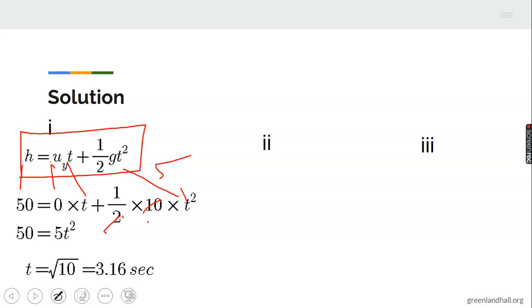Now, making T square the subject with the formula, we have T equals the square root of 10. That is, T square equals 50 all over 5, which equals 10. When you find the square root of 10, it will be 3.16 seconds. That is, it took the ball 3.16 seconds to reach the horizontal ground.